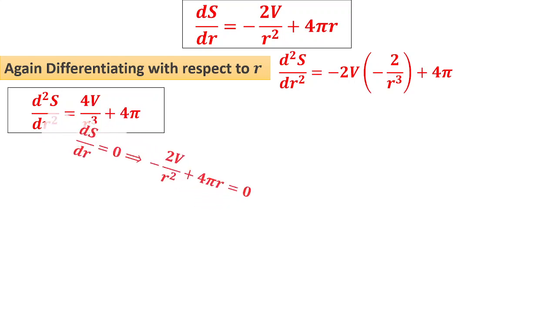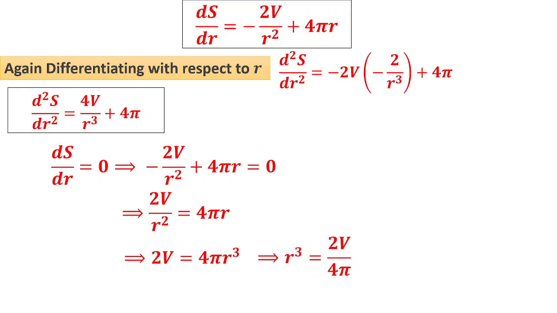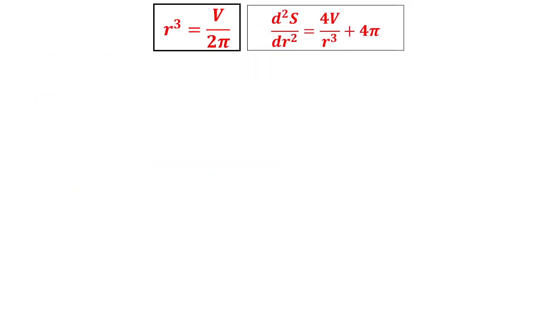Now I have to equate ds by dr is equal to 0, the first derivative as 0. From here, 2v by r square is 4 pi r. When I do the cross multiplication, 2v is equal to 4 pi r cube. Therefore, r cube is equal to 2v by 4 pi. But I am getting r cube as v upon 2 pi. For when ds by dr is equal to 0, r cube is v upon 2 pi. I am keeping it ready.